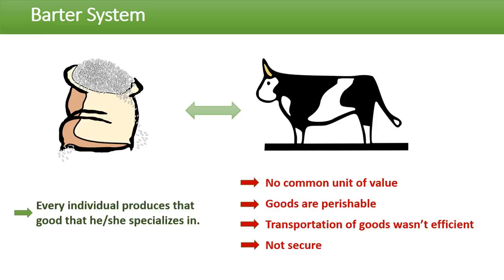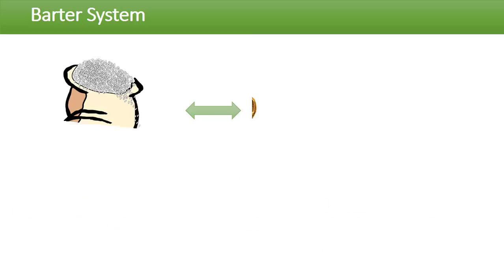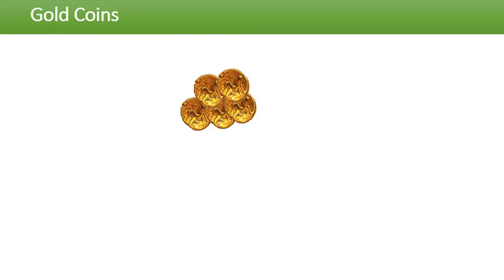So we wanted a system which was secure, which could hold as a common unit of value across everyone in the economy, which could last over time, and which was easier to transport. This is how we came to the concept of gold coins. The gold coins solved the most fundamental flaw of the barter system. That is, they gave the economy a common unit of value. What this means is that every individual in the economy valued gold and would accept it as a legal tender or a medium of exchange for all goods.